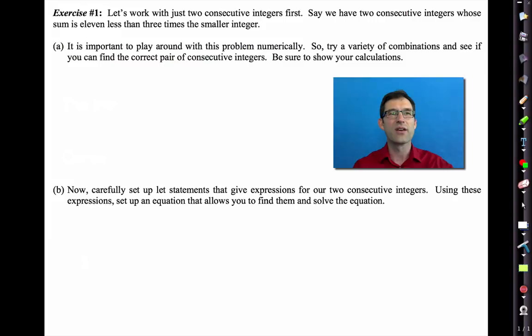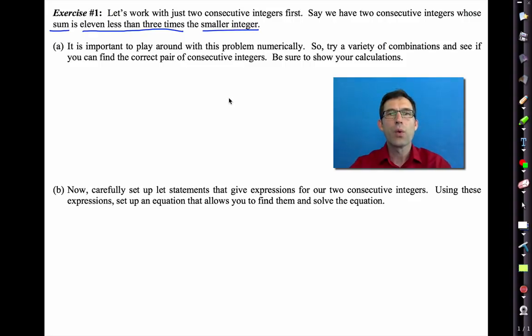All right, let's take a look. Exercise 1, let's work with just 2 consecutive integers first. Say we have 2 consecutive integers whose sum, that's an important term, underline it, whose sum is 11 less than 3 times the smaller integer.